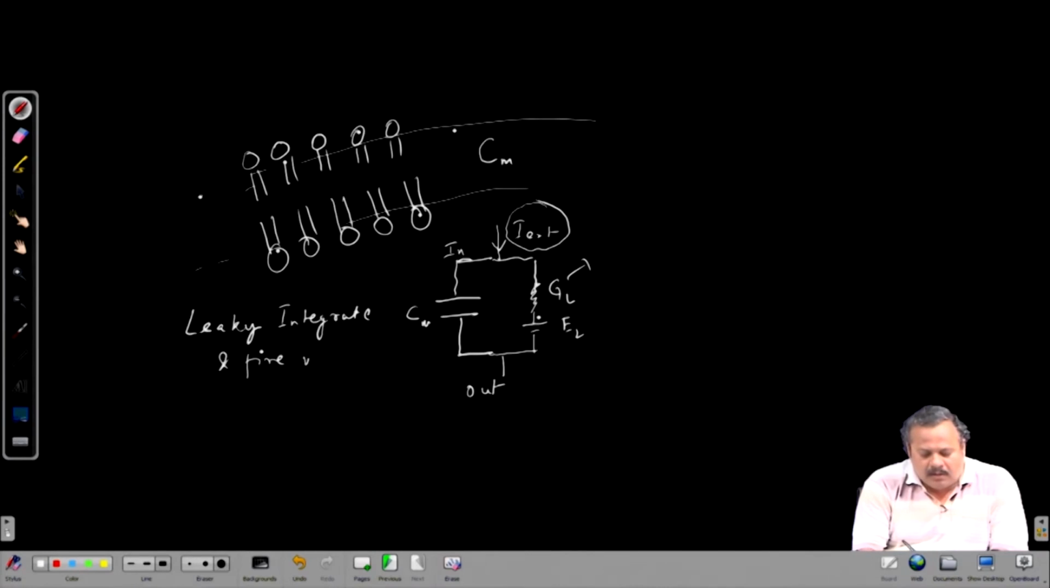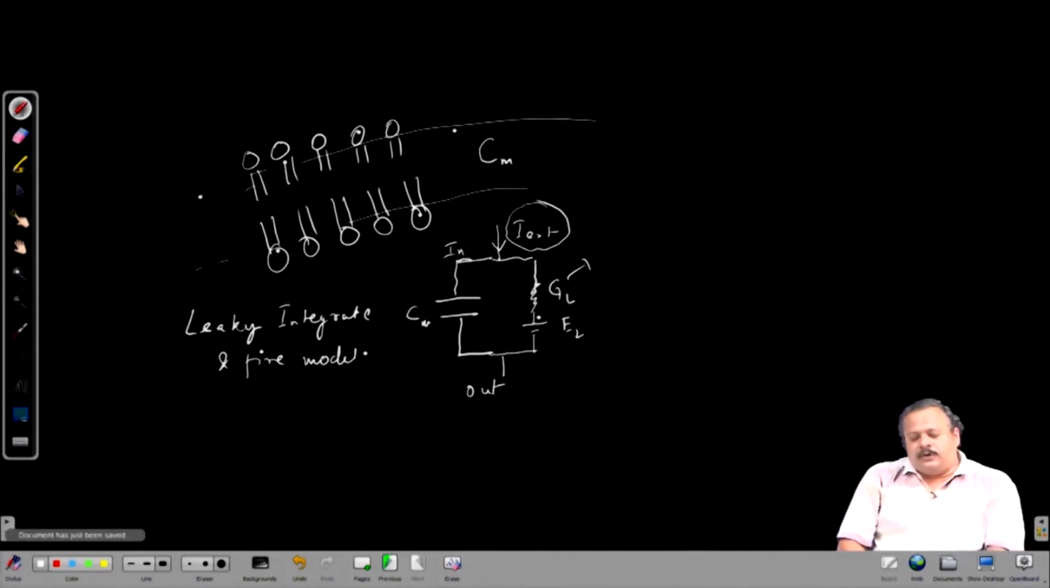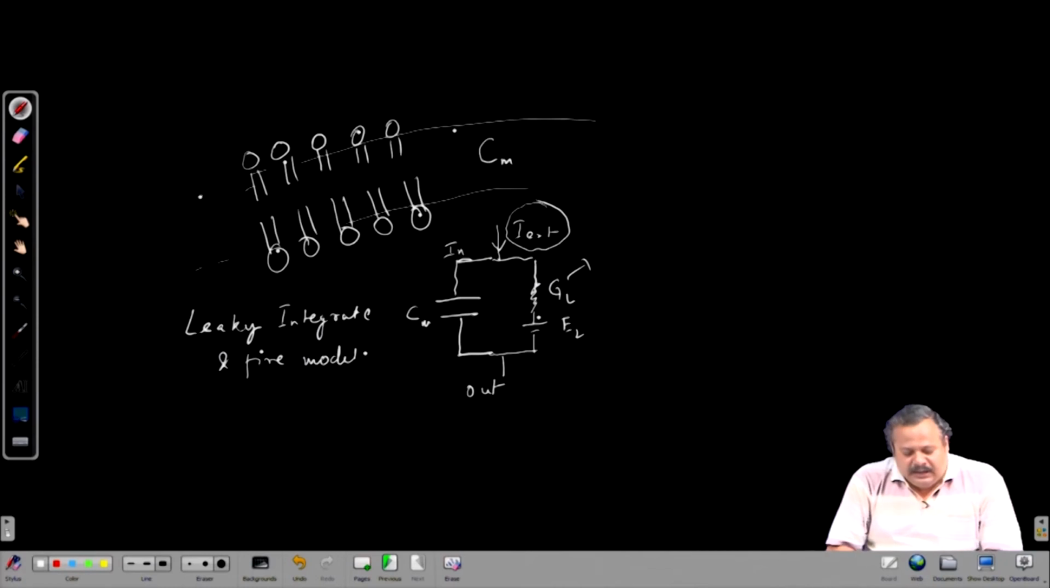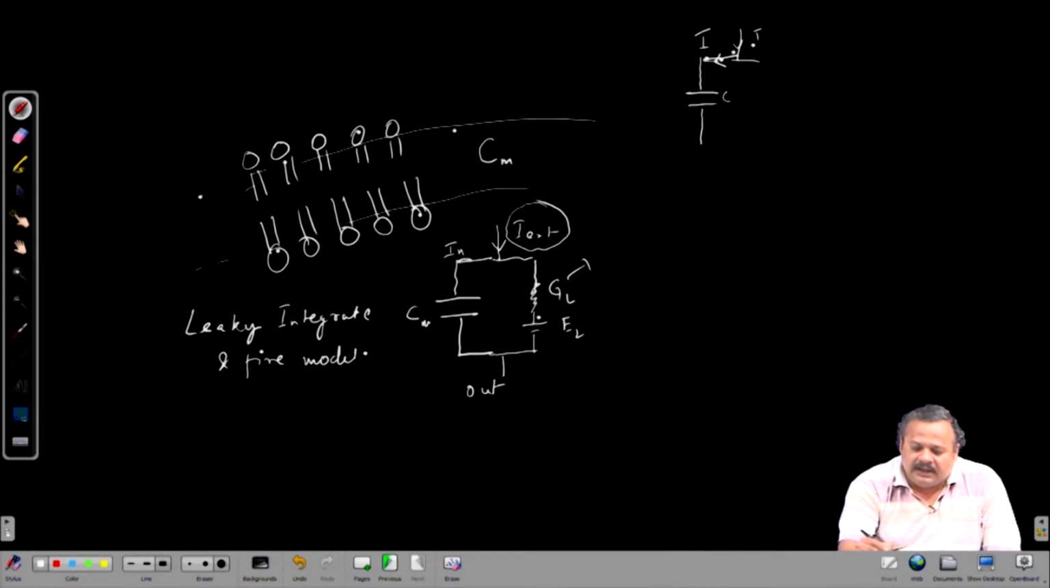Why we call it the leaky integrate and fire model is that, let us think of this circuit, which most of you are familiar with. If not, there is basic background in our reading material about RC circuits. Let us say this is the capacitor, and the current here is the I capacitor, and the current here is the I leak going through the G leak.